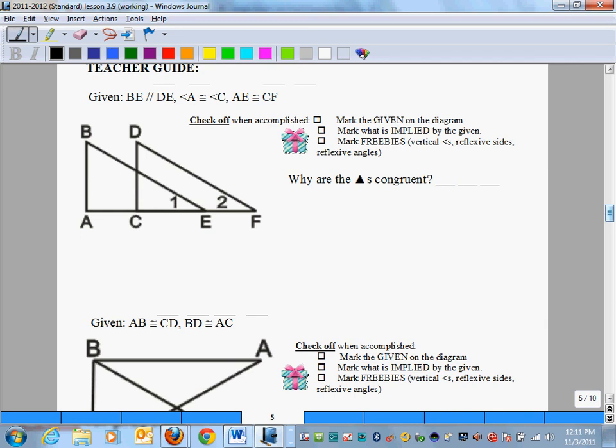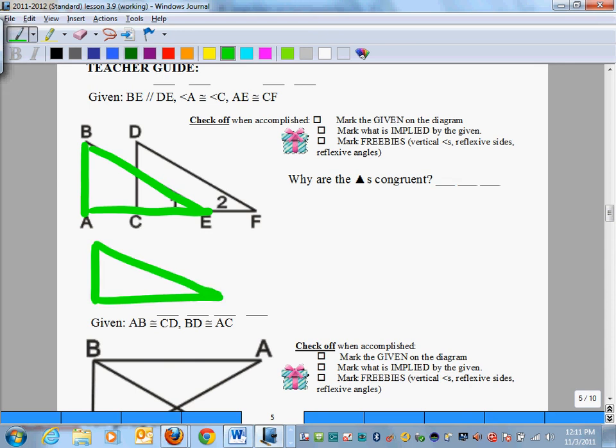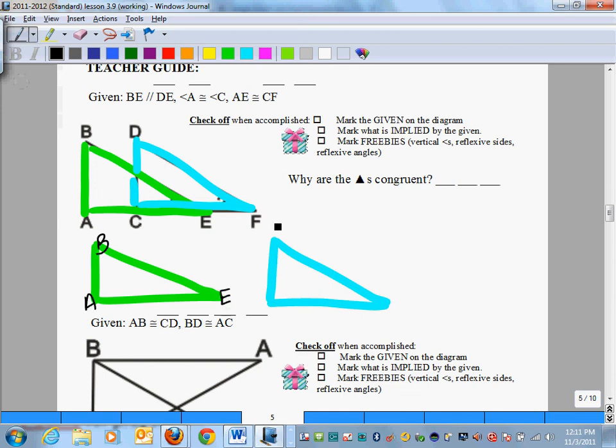When things start overlapping, it starts getting interesting. The first thing you want to do with overlapping shapes, let me put it real simple: when you see overlapping shapes, trace and pull them apart. So we have BAE, trace and pull it apart. And we have DCF, trace and pull it apart. Relabel everything. That's the first thing you should do. You should look for large overlapping triangles. Trace and pull them apart.